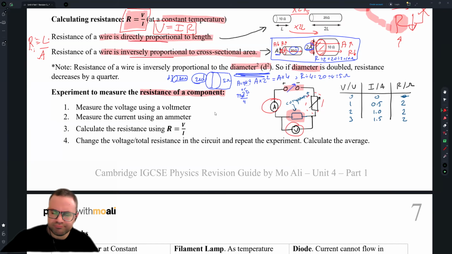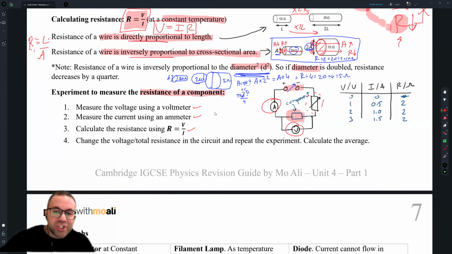And you say, oh yeah, to find resistance, I need to measure V, which is the voltage, measure I, which is the current, and I can calculate resistance using R equals V over I. Perfect. Measure voltage, measure current, calculate the resistance. But you know what? In physics, we don't like to do things once. We like to do things multiple times.